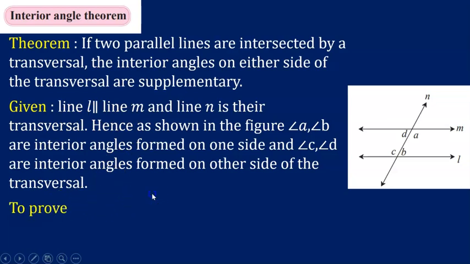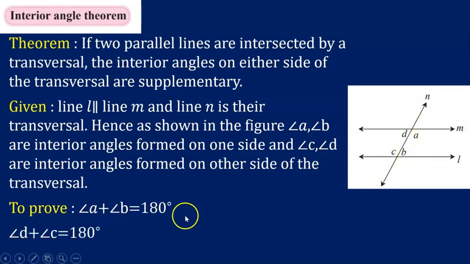Next, to prove: we want to prove that the sum of the interior angles on each side is equal to 180. That means the measure of angle A plus the measure of angle B is equal to 180, and the measure of angle D plus the measure of angle C is equal to 180. This we want to prove.